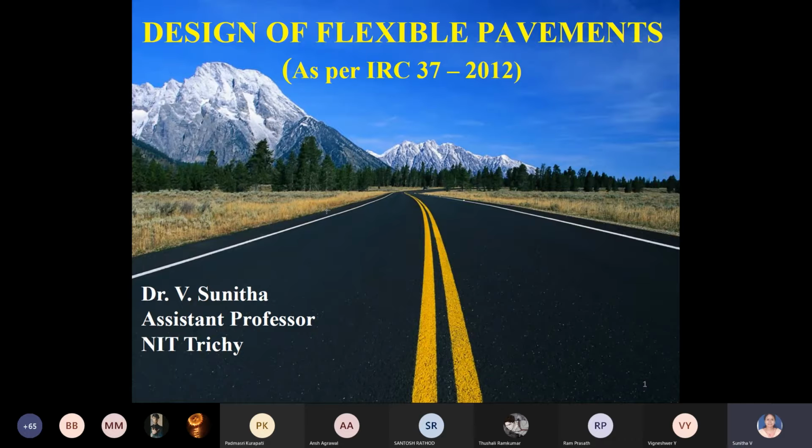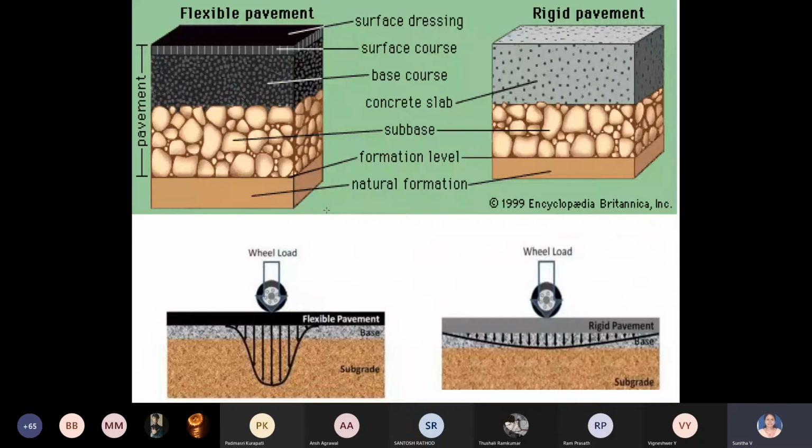Actually, this IRC 37 is not like an IS code standard. It's a set of guidelines which will ease the design process of flexible pavement. Okay, these are the guidelines for the design of flexible pavement. First is IRC 37.